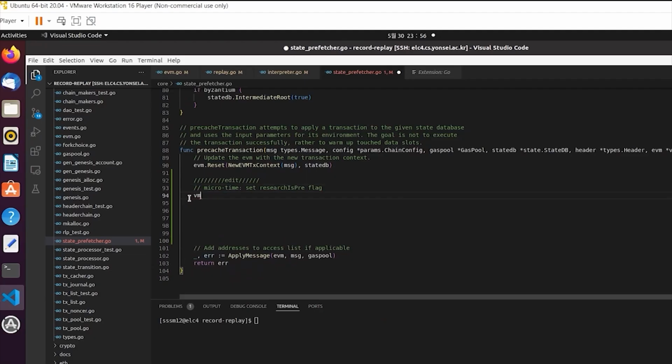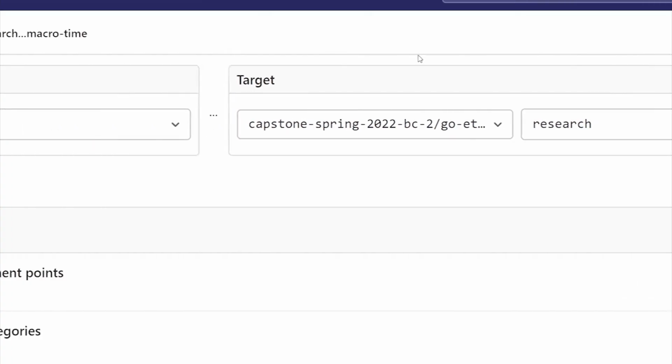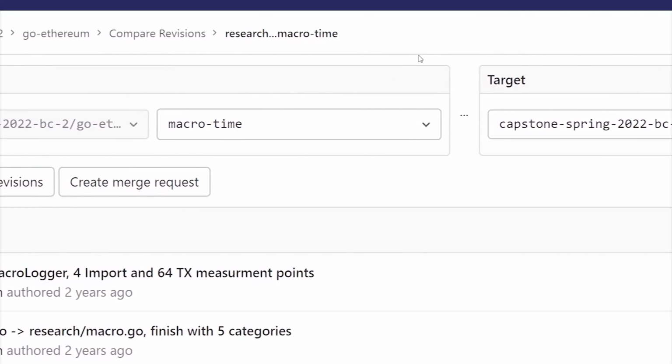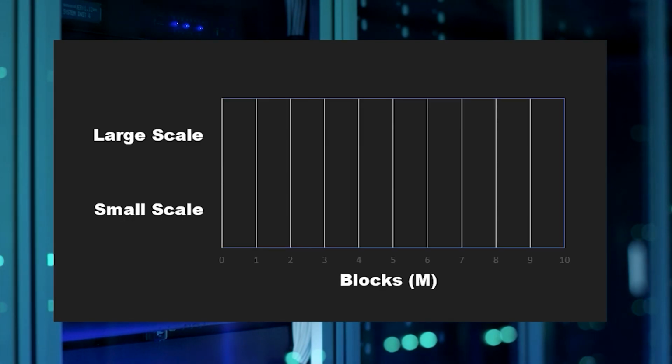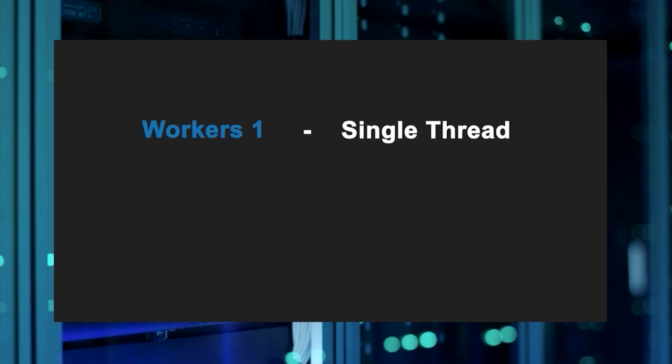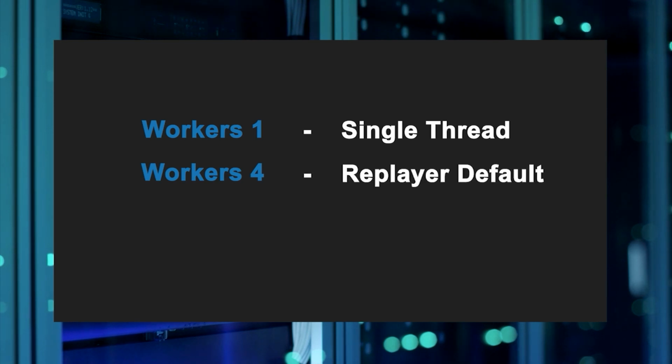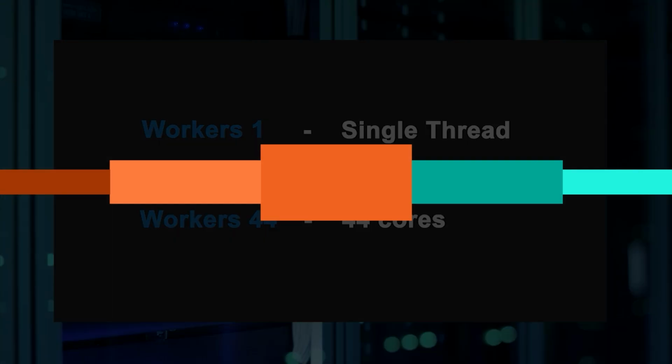Lines of code were added to these two branches based on the diff output between the research directory of the GoEthereum repository and the record replay repository. After this, experiments were conducted on a small scale from 1 million to 1.1 million blocks, and at a larger scale from 0 to 4 million blocks using different amounts of CPU cores: Workers 1, single thread, Workers 4 or the replayer default, and Workers 44 or 44 cores. We then visualize the output of the experiment.